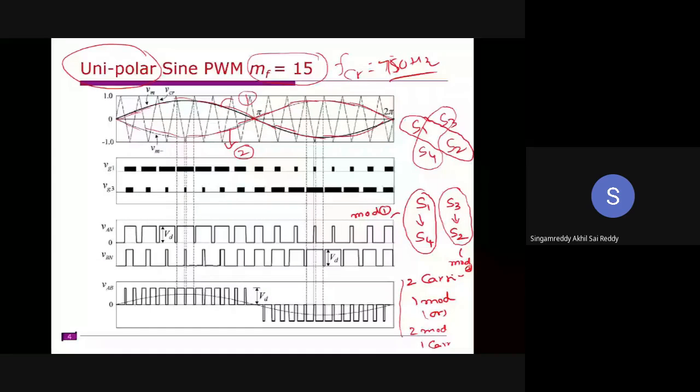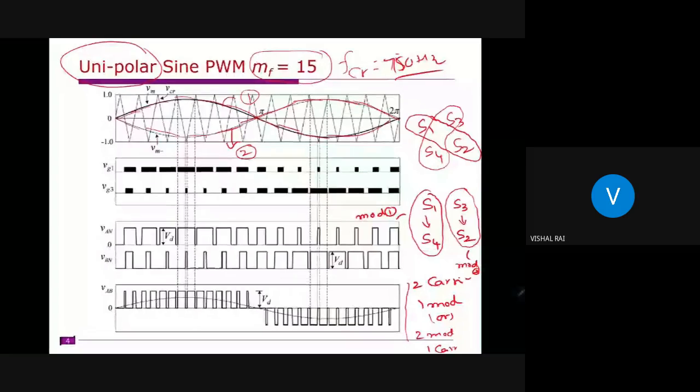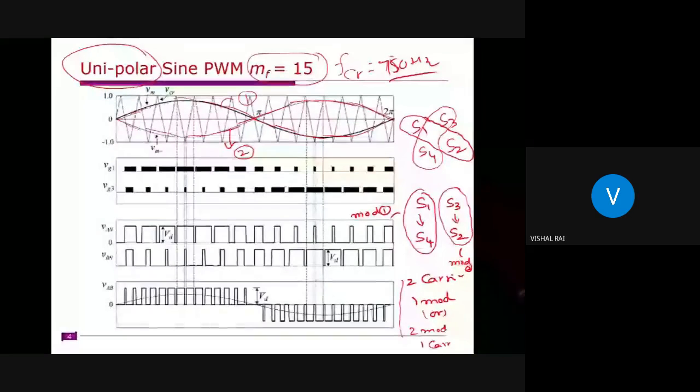Excuse me, sir. Yes, sir, in bipolar there is only one modulating signal, sir. Yes, one modulating signal. That one modulating signal will control S1 and S2.